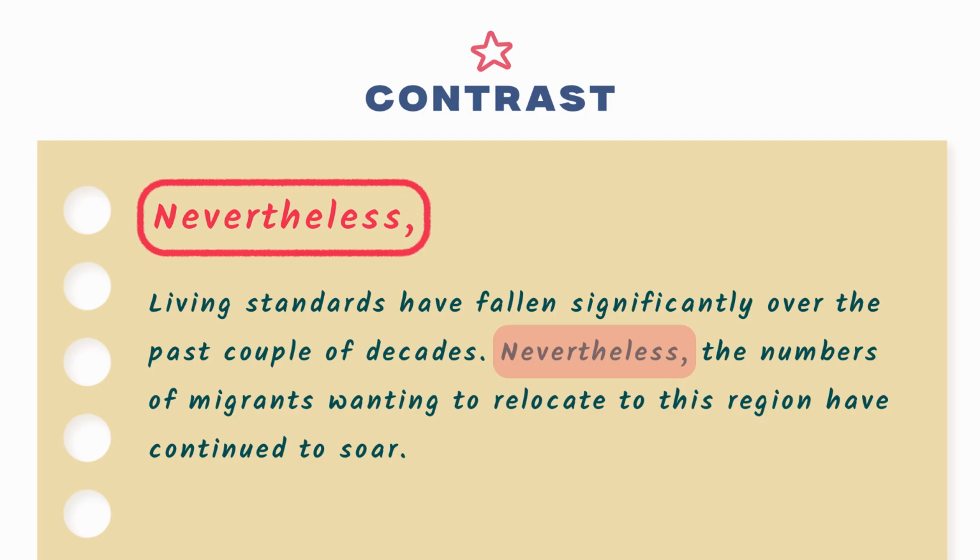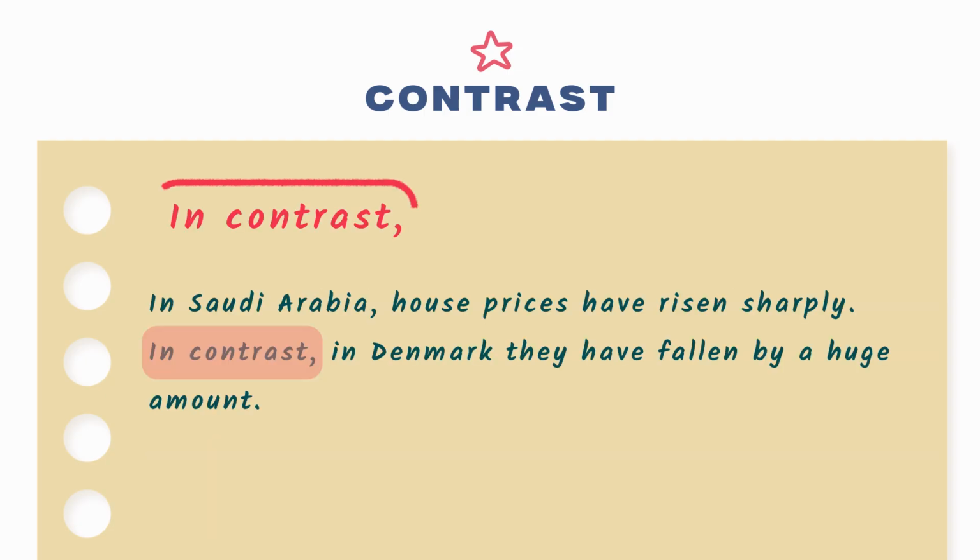So we have talked about the fall in living standards, all right? But in the second sentence, we are talking about the rise in the number of migrants. So this is the contrast. And if we want to show this contrast, we use nevertheless. In Saudi Arabia, house prices have risen sharply. In contrast, in Denmark, they have fallen by a huge amount.